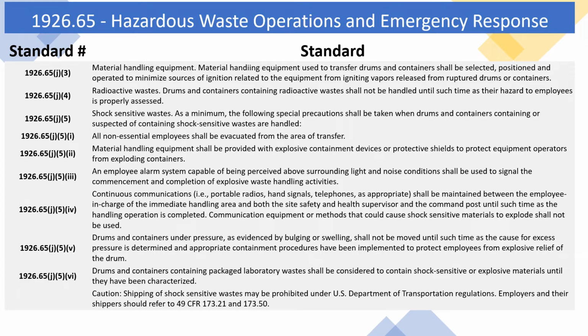1926.65 J5 3. An employee alarm system capable of being perceived above surrounding light and noise conditions shall be used to signal the commencement and completion of explosive waste handling activities. 1926.65 J5 4. Continuous communications, i.e., portable radios, hand signals, telephones, as appropriate, shall be maintained between the employee in charge of the immediate handling area and both the site safety and health supervisor and the command post until such time as the handling operation is completed. Communication equipment or methods that could cause shock-sensitive materials to explode shall not be used.